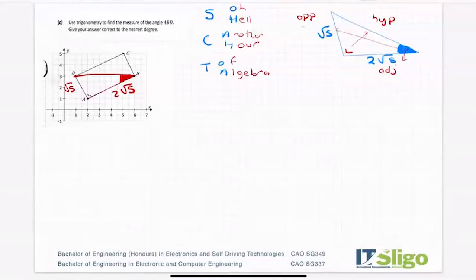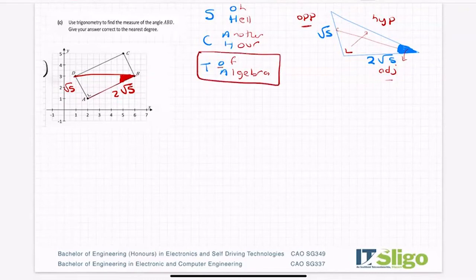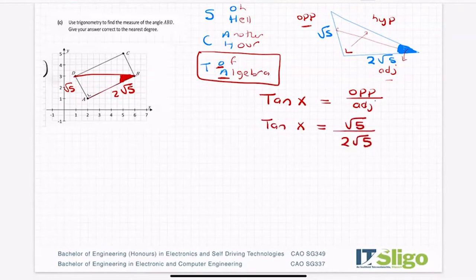So which one links opposite with adjacent? There's my O, there's my A. Okay, so tan of that angle that I'm just going to call x is equal to opposite over adjacent. In my one, that tan of that angle is opposite over adjacent. Okay, and you can put that into your calculator if you want. I'll do that here. So root 5 over 2 root 5, and I'm getting a half. So now I have tan x being equal to a half.